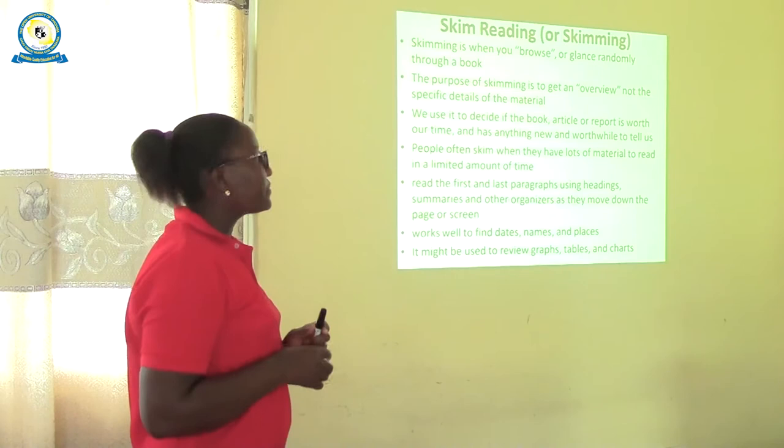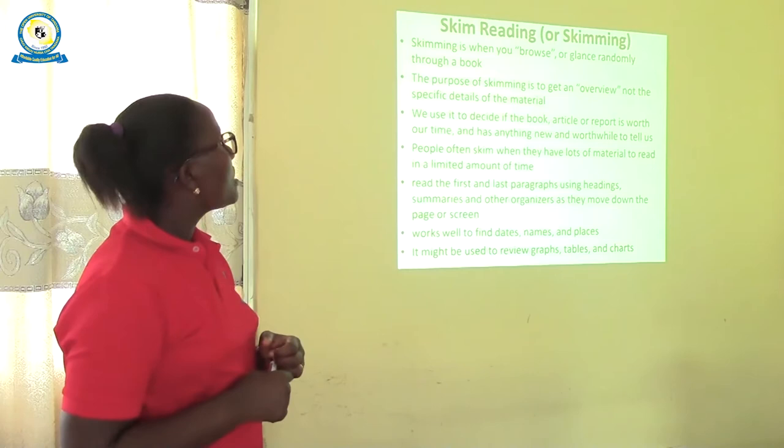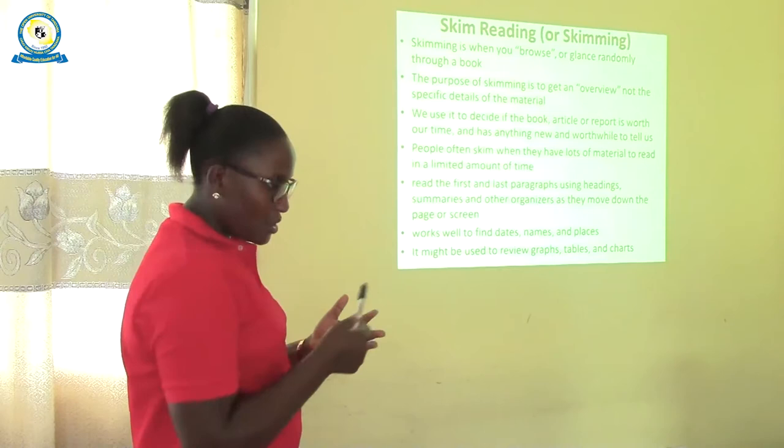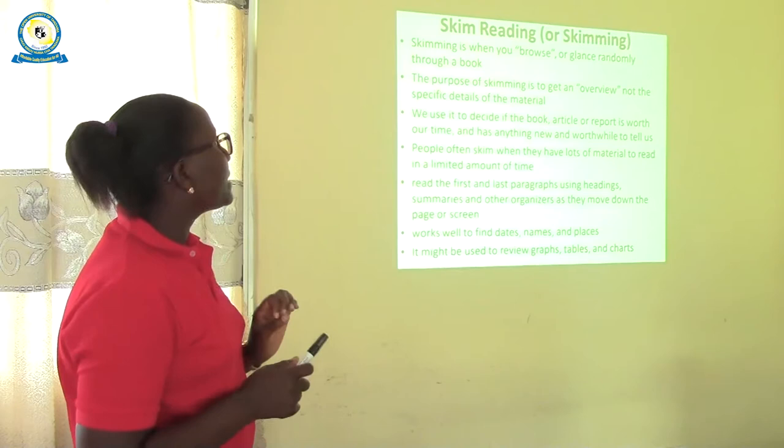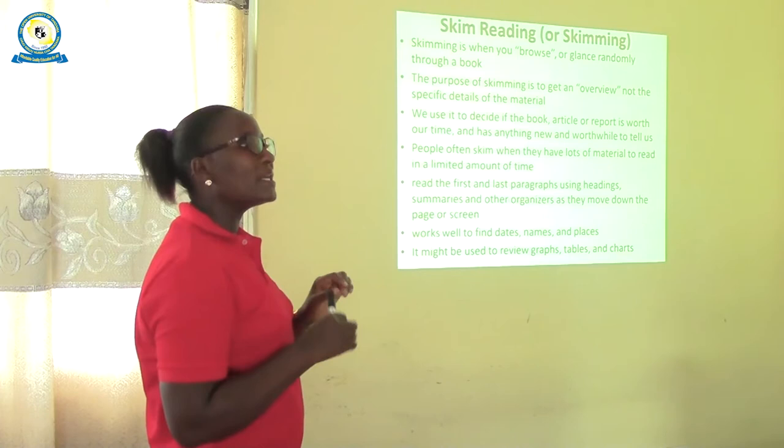Sometimes it looks similar to skim reading, but it's different. Skim reading is when you browse or glance randomly through a book. So you can take your book and begin to run through it from the beginning towards the end, but there must be some specific thing that you are looking for. The purpose of skimming is to get an overview. What is the main idea of the author of this particular book?